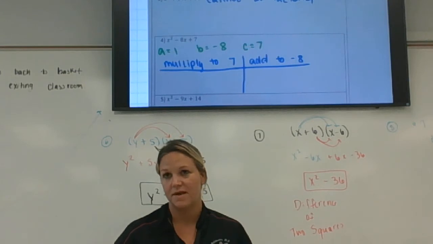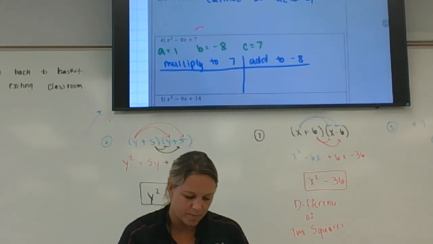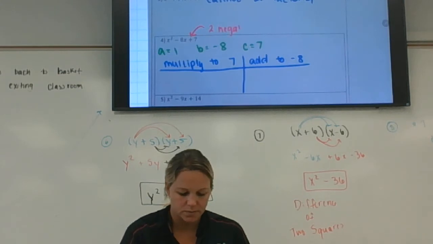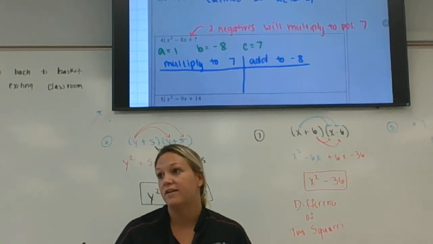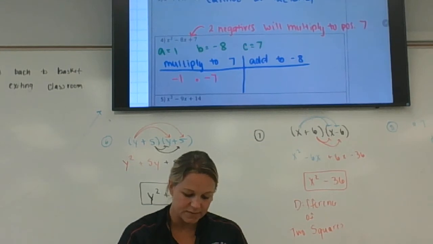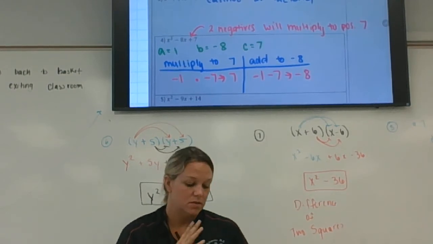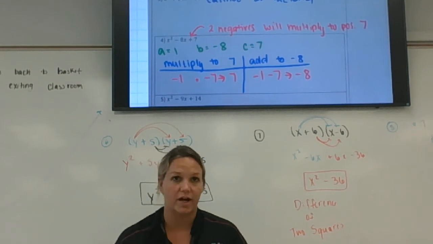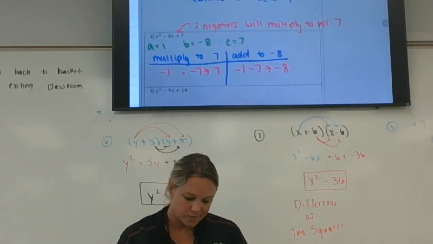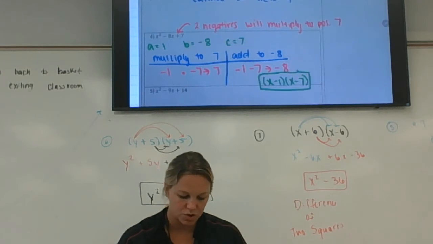Say -1, -7. So you start to pick up on patterns. Two negatives will multiply to be a positive 7. Right? So you want to consider maybe both factors are negative. -1 times -7 is a positive 7, and -1 minus 7 is -8. So if you're trying to get to a positive 7, it's really only going to be a positive 8 or a -8 in there. If it's -8, both factors are negative. So the answer is X minus 1, X minus 7, in any order. And I want you to check that still.